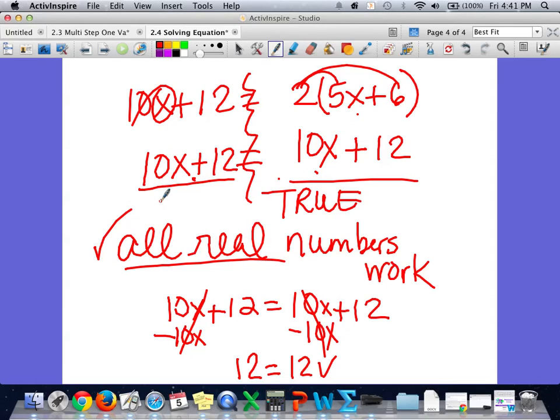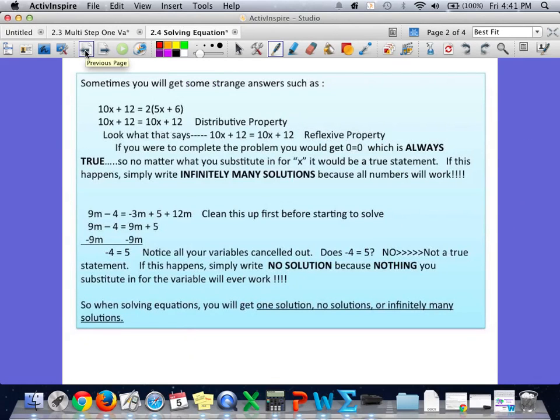Okay, let's go back. Then we have this one, which is one we just talked about. This one right here, where it's 9m minus 4 equals negative 3m plus 5 plus 12m. Clean up over here, put those like terms together. Negative 3 plus 12 make a positive 9m. Alright, so now when we subtract 9m from both sides, the m's are gone, and you end up with this problem.